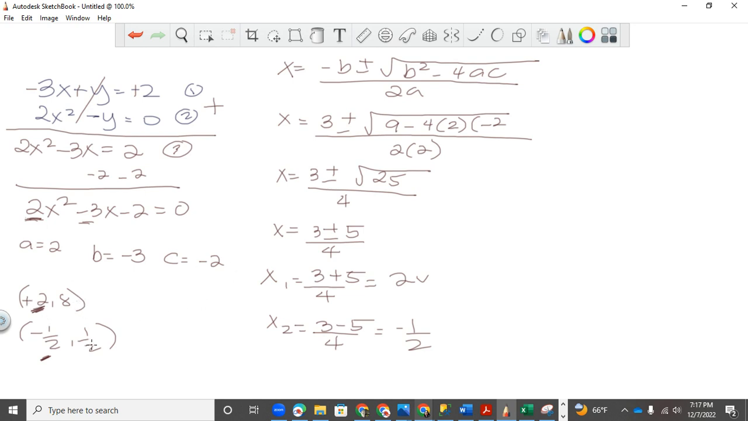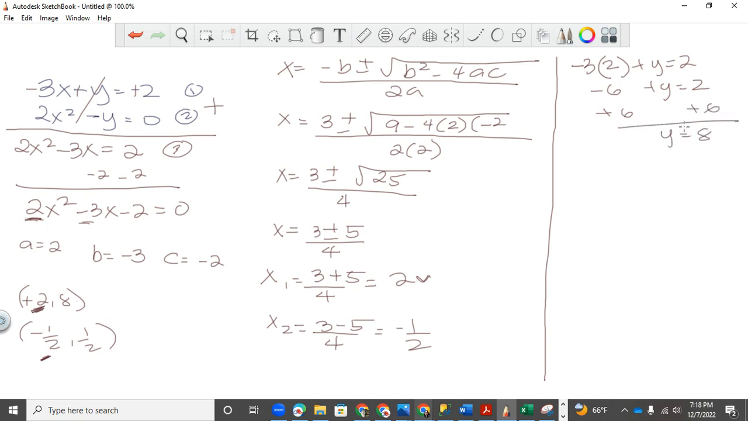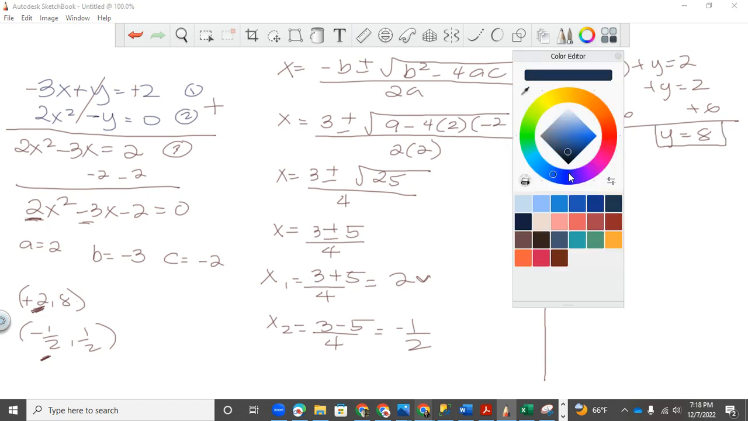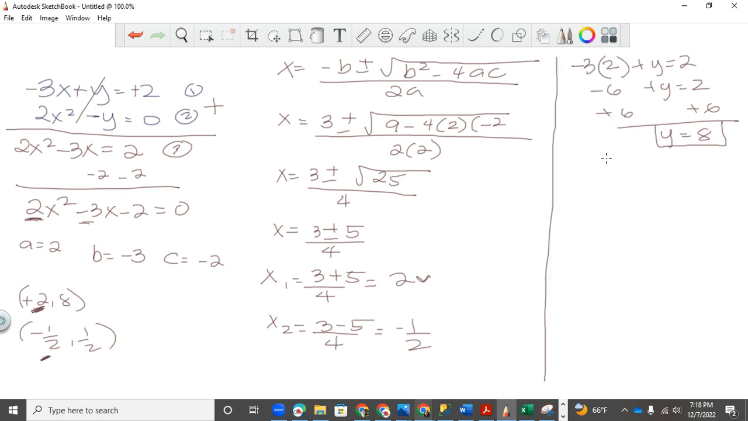Now we need to find the 8 and the 1 half. To do that, we will substitute these two x's into the simpler equation, which is equation 1. So you have negative 3 times, I'm going to do the first one, times 2, plus y equals 2. So now you have negative 6 plus y equals 2. Add 6 on both sides, so y equals 8. This is the first y, so this is the part that is 2 comma 8.